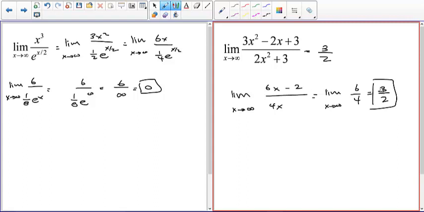Again, you have to keep taking the derivatives until the expression is not indeterminate anymore. It just took us 2 times to do that.